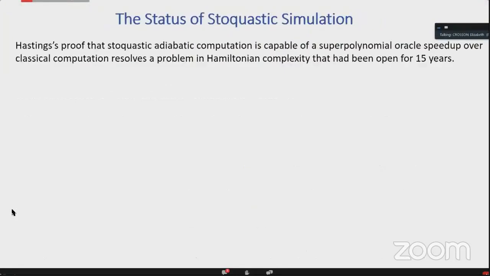But first, just talking about the status of stochastic simulation. So, Hastings' proof of this oracle separation, a superpolynomial oracle speedup, resolves a problem in Hamiltonian complexity that has been open for at least 15 years. So that is, I would say, one of the highlight results of the year across all parts of quantum information.